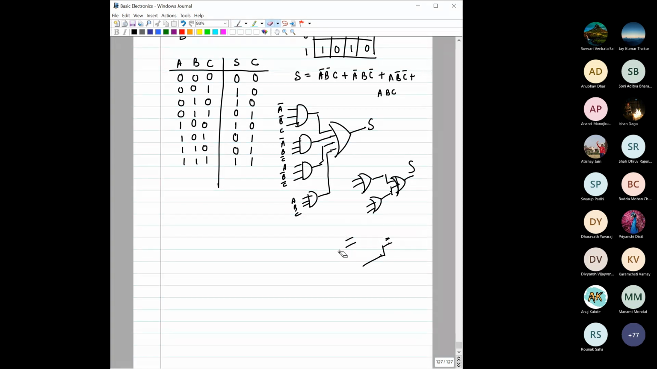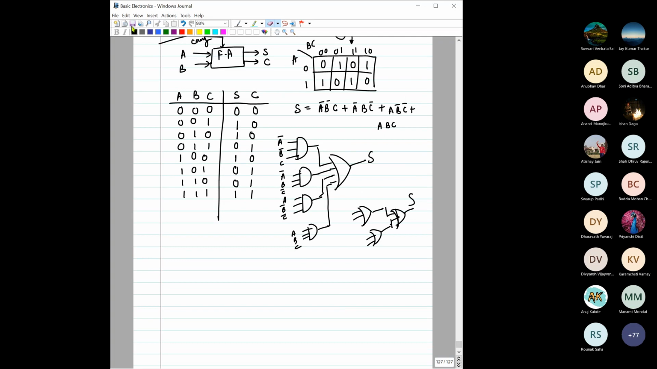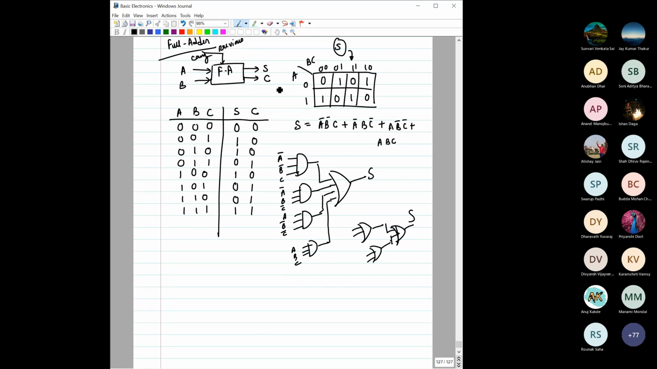So I need to remove this part, so that I can write it here. Okay, so this part has been done. So now we have the expression of sum. Then we have to find the expression for carry as well. So for carry again, we have to do this K map and see whether we can minimize it.